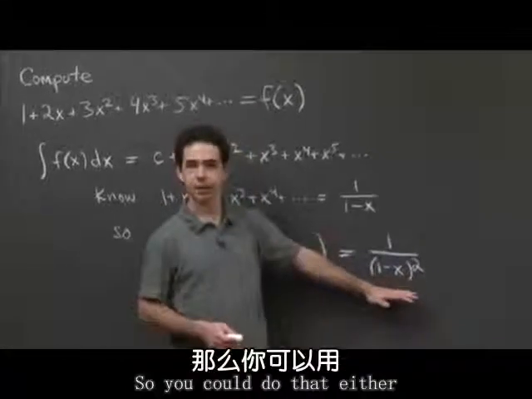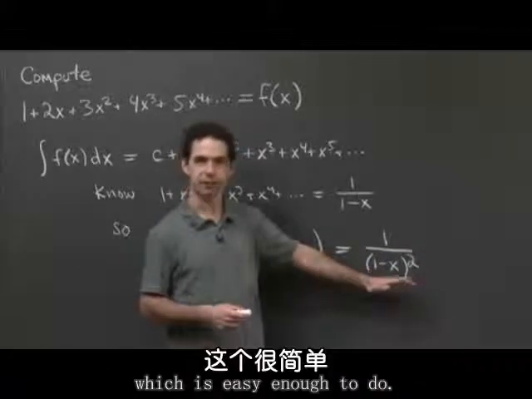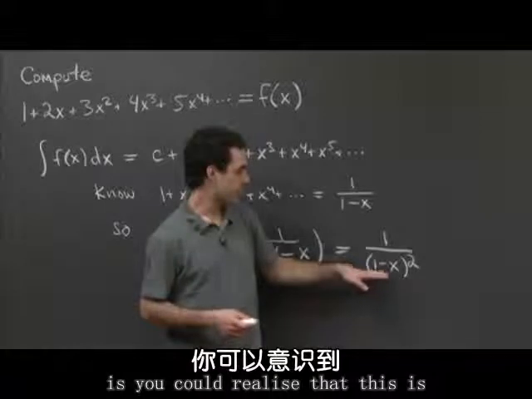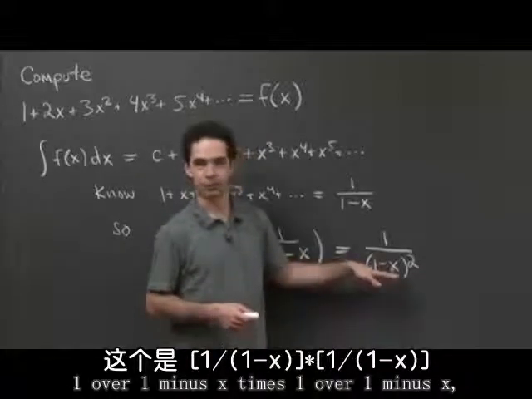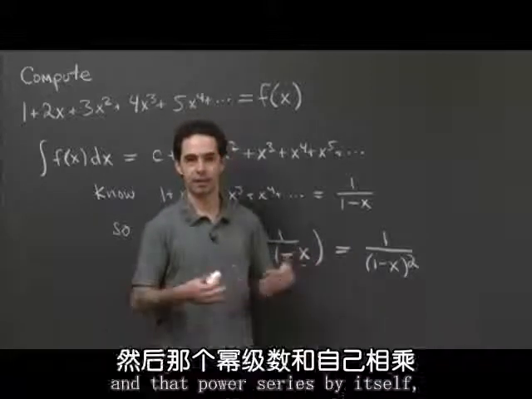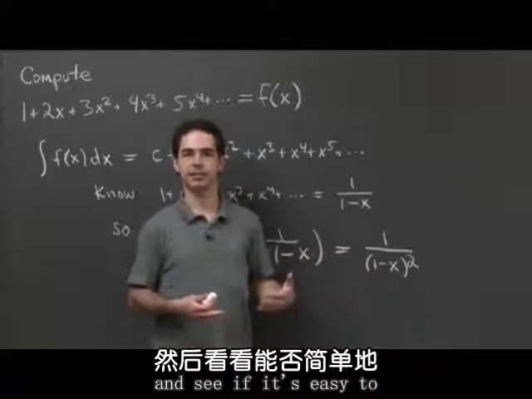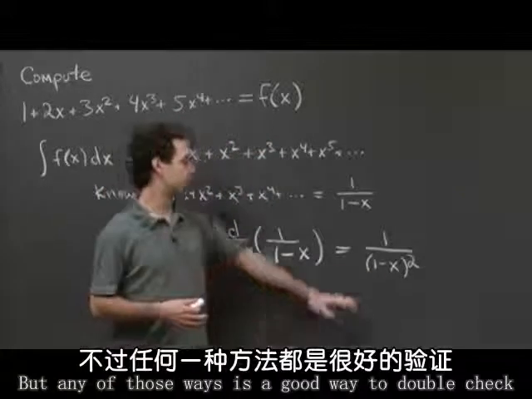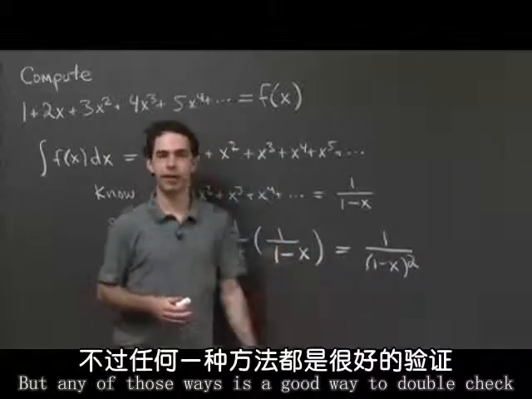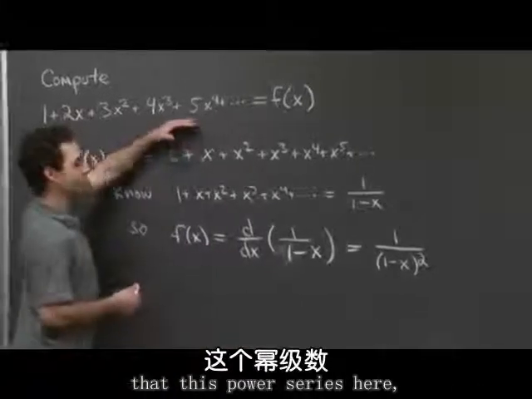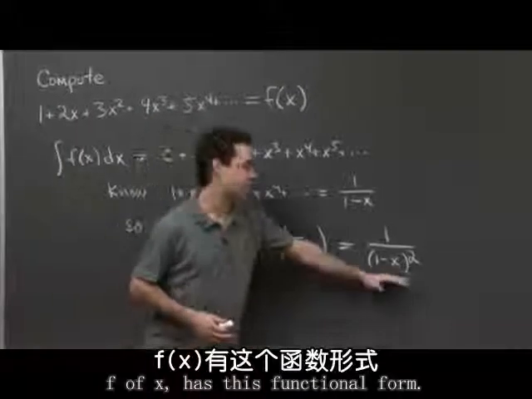So you could do that either by using your derivative formula, which is easy enough to do. Another thing you could do is you could realize that this is 1 over 1 minus x times 1 over 1 minus x. So you could try multiplying that power series by itself and see if it's easy to get back this formula that we had. But any of those ways is a good way to double check that this power series here, f of x, has this functional form.